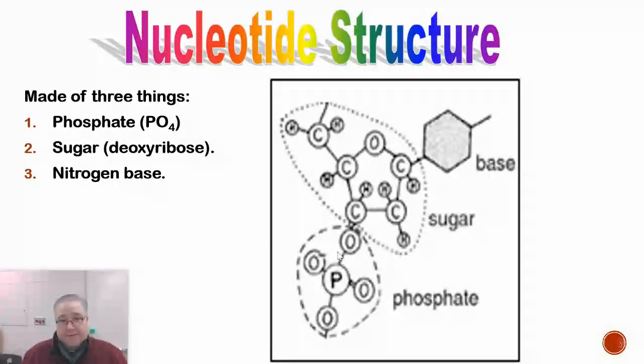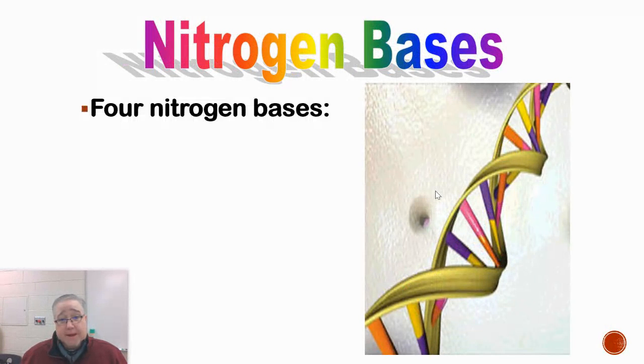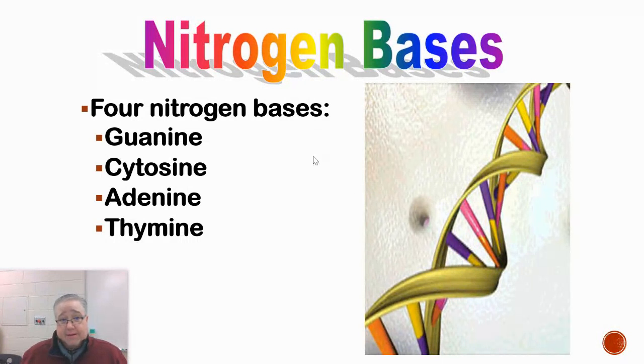So you'll notice here that you have the phosphate attached to the sugar, and then on the other side, you have the nitrogen base attached to the sugar as well. Now, as far as these nitrogen bases go, there are four different types. There's like four different flavors of bases. We call them guanine, cytosine, adenine, and thymine.